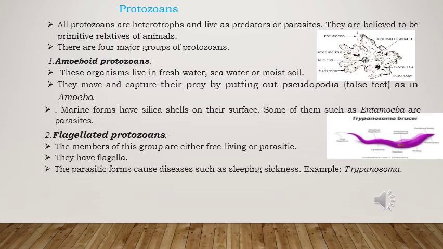The next one is the flagellate protozoans. These are free living or parasitic protozoans that are aquatic and have flagella for locomotion. Flagella is a hair-like structure that is present on the body and helps in the locomotion process. These are parasitic in nature and cause diseases. For example, sleeping sickness is caused by a flagellate protozoan, that is trypanosoma.